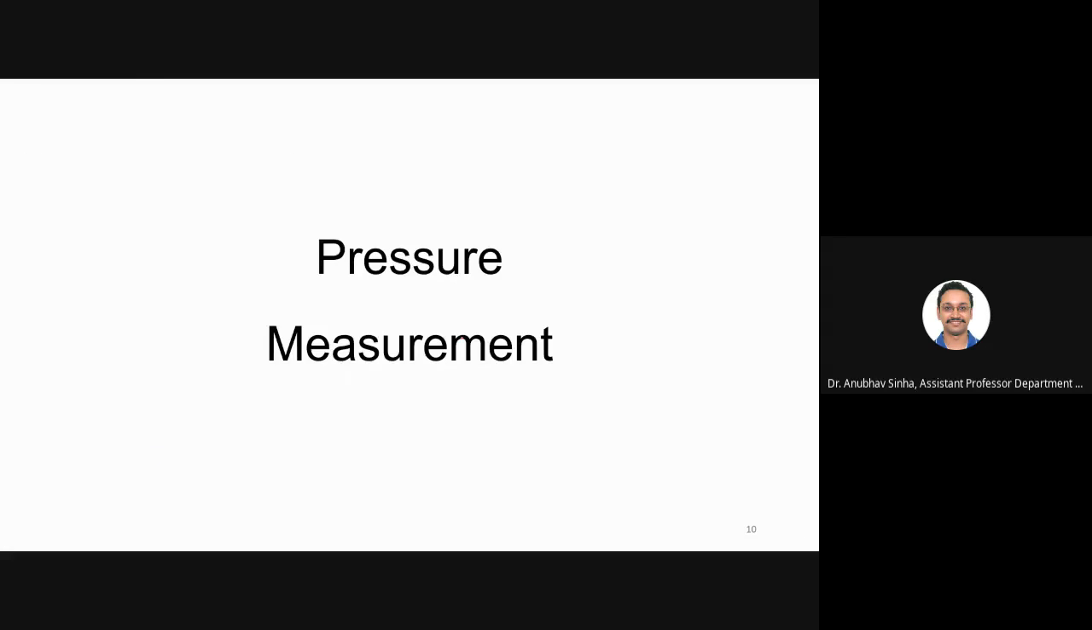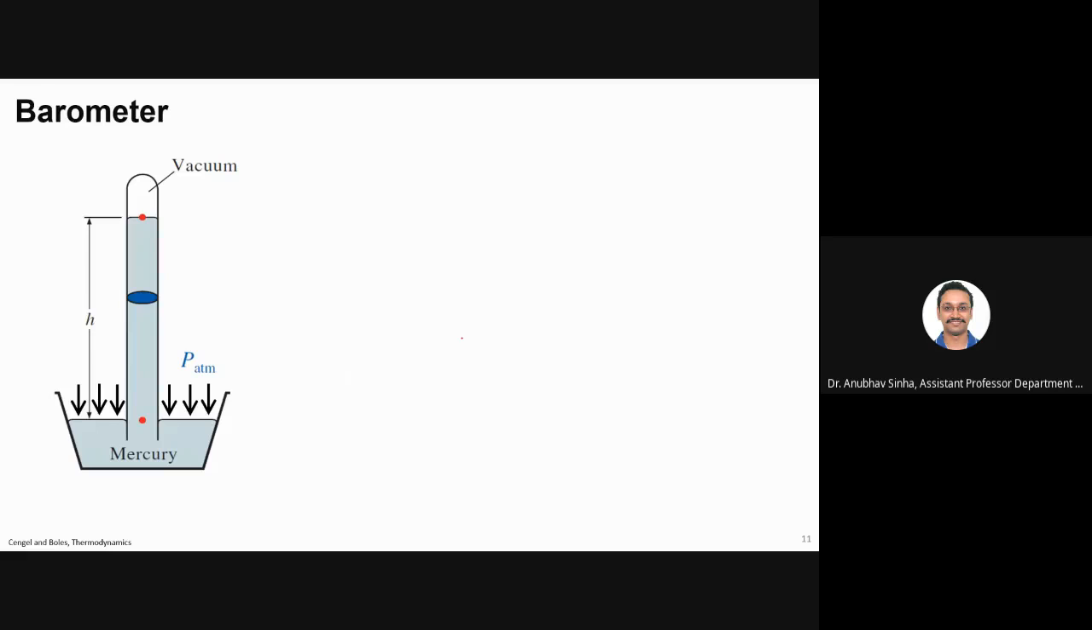Now let us see something about pressure measurement. What are the different devices that we use to measure pressure? Barometer, you all have heard of, I believe. We have a container filled with mercury and a tube where vacuum is created. The level of mercury rises in that tube depending on how much the atmospheric pressure is.